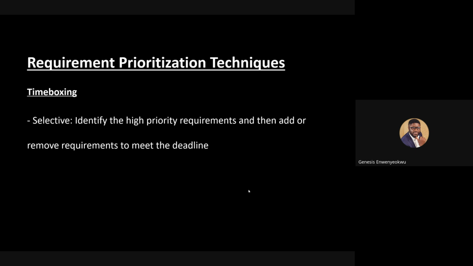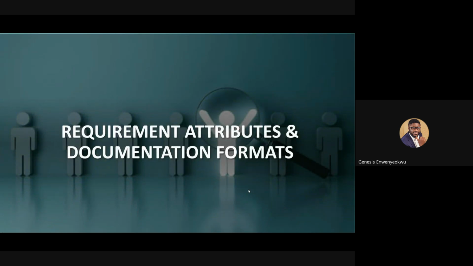So that is how the selective approach basically works, right? So in time boxing, we have all in, all out, and selective. Now that takes us to the last section of today's class, which speaks to requirement attributes. We'll look at documentation formats another day. But before we go into that, do you have any question regarding the techniques I just talked about?